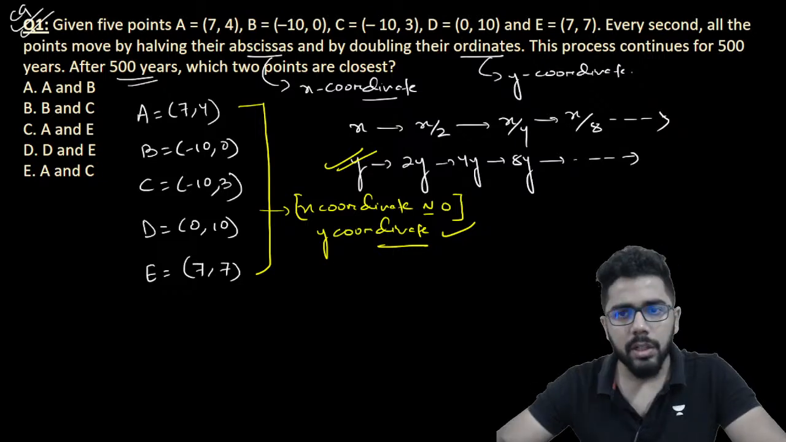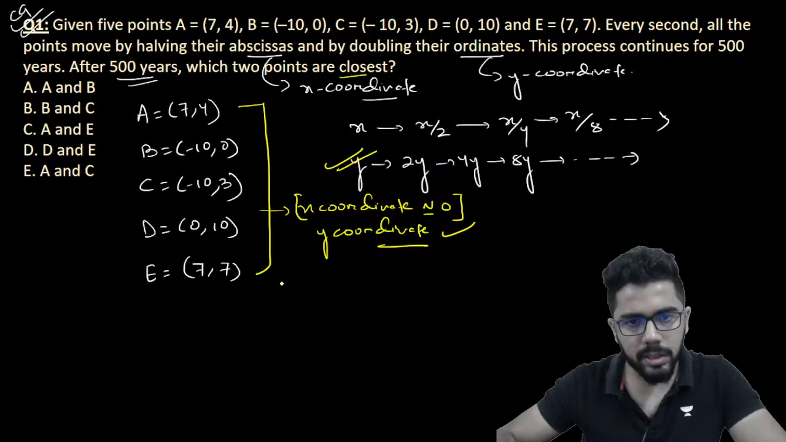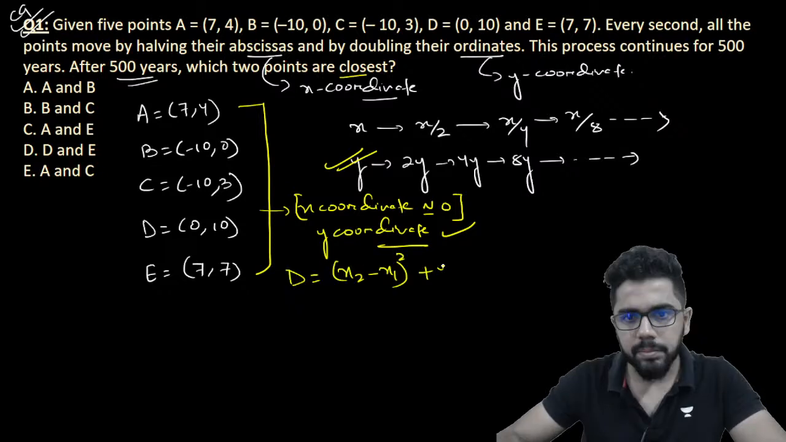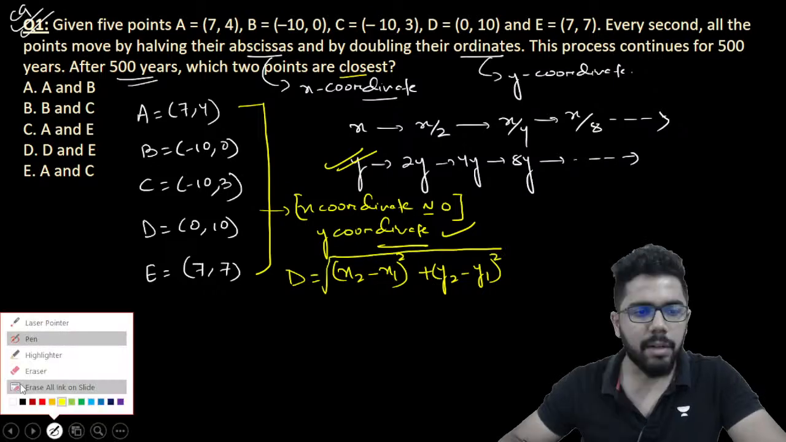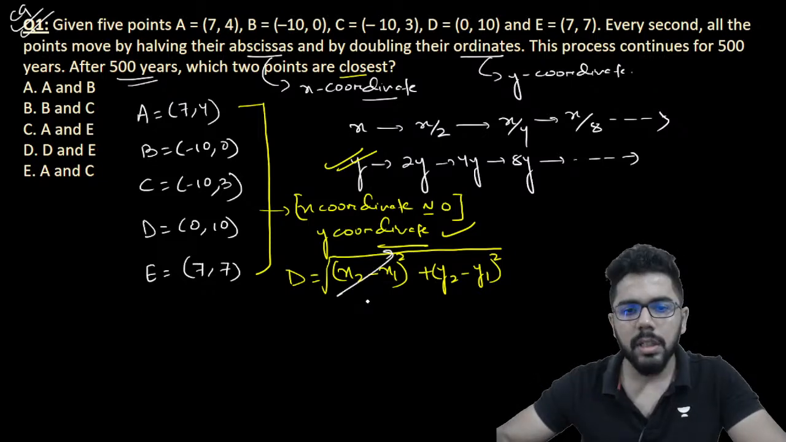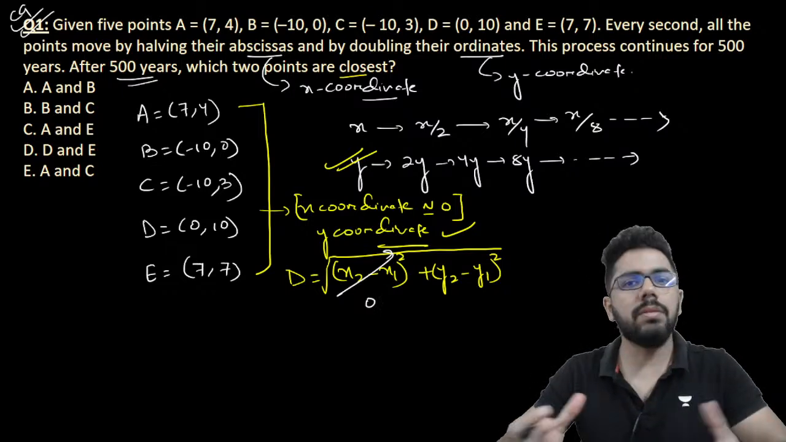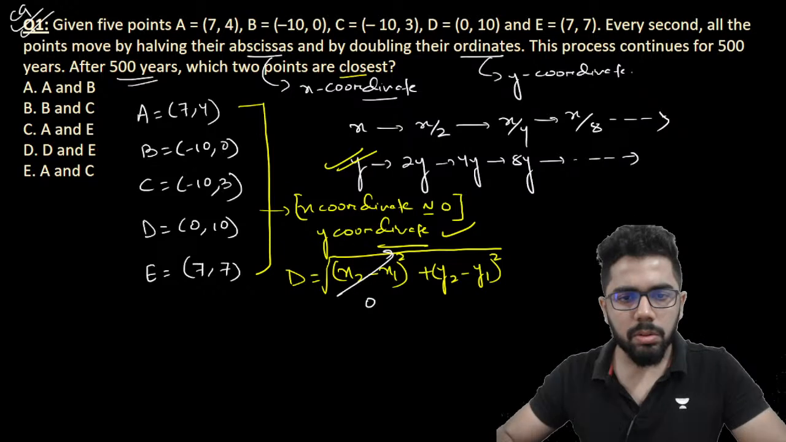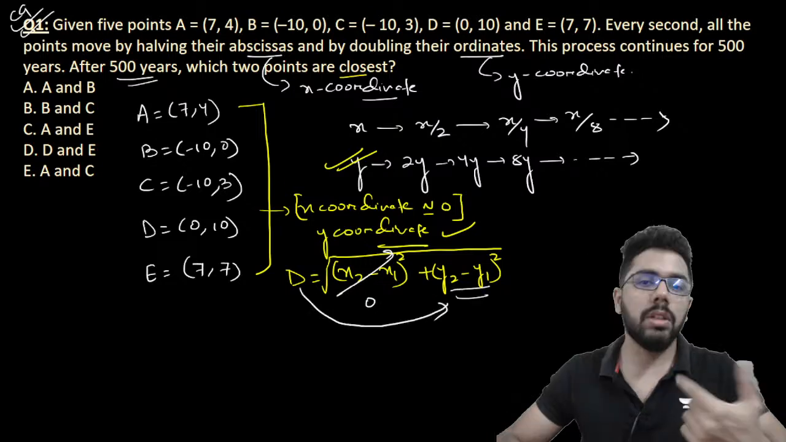What is it that we're trying to find? Which 2 points are closest at the end of 500 years? Now if you look at the distance formula, distance between any 2 points is the square root of (x2 minus x1) whole square plus (y2 minus y1) whole square. When you carefully look at this formula, after 500 years when I take any 2 points, the (x2 minus x1) component becomes 0, because everyone's x coordinate is almost 0, so there is no significant difference in x coordinates. So whatever difference comes will be due to the difference in the y coordinates.